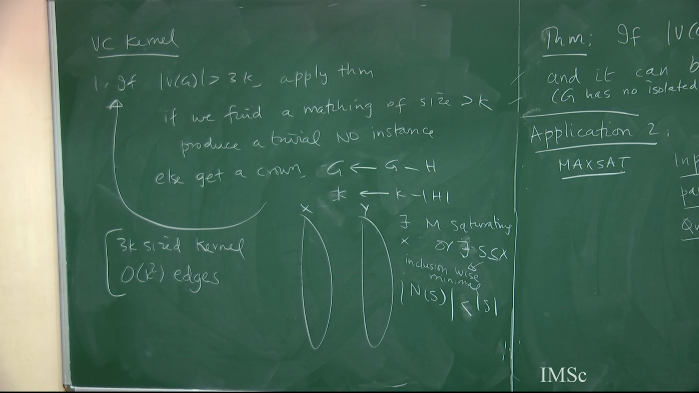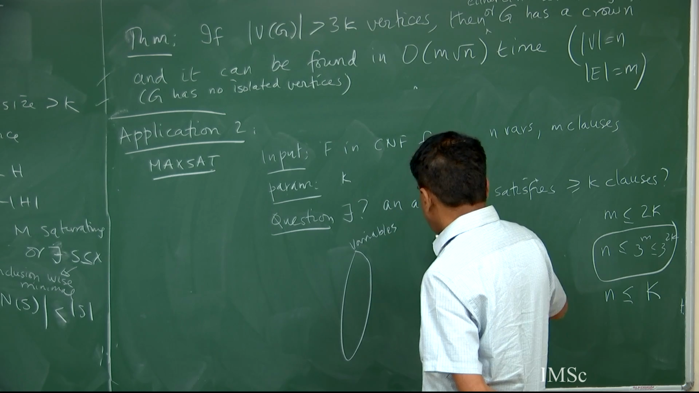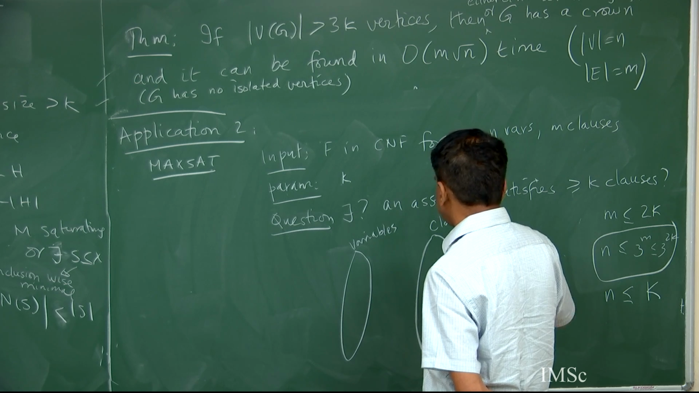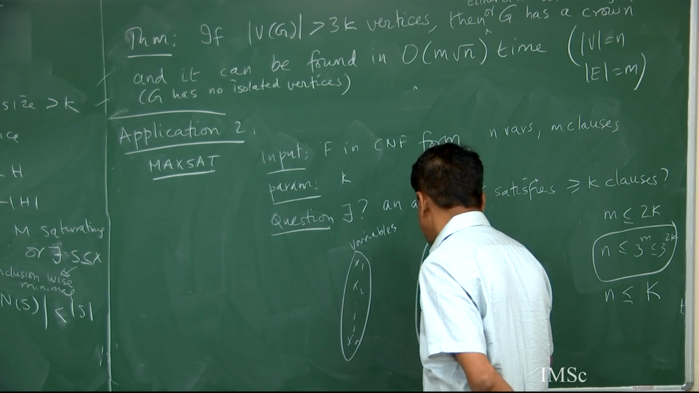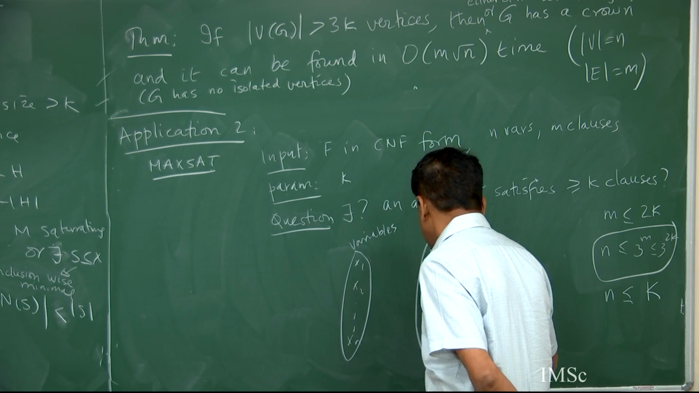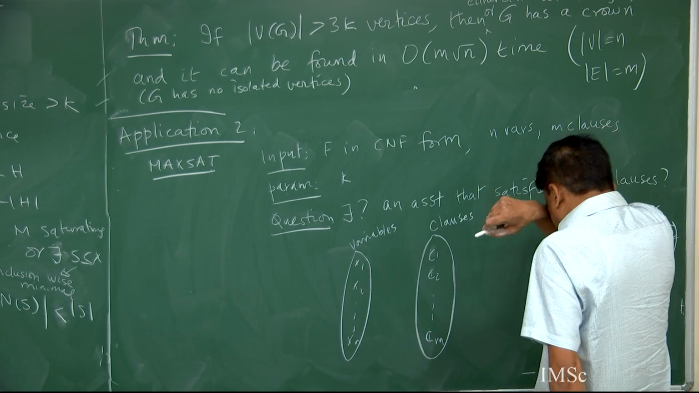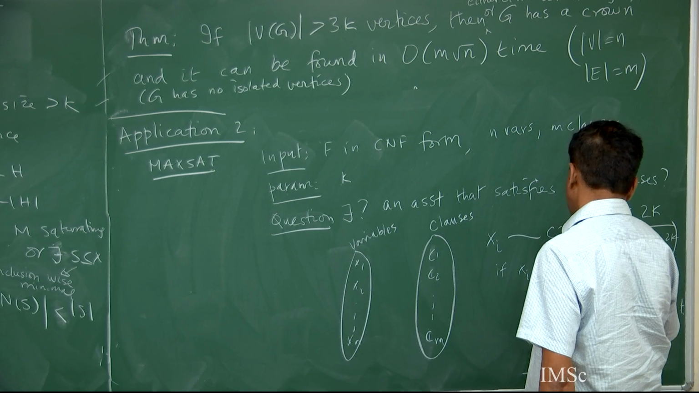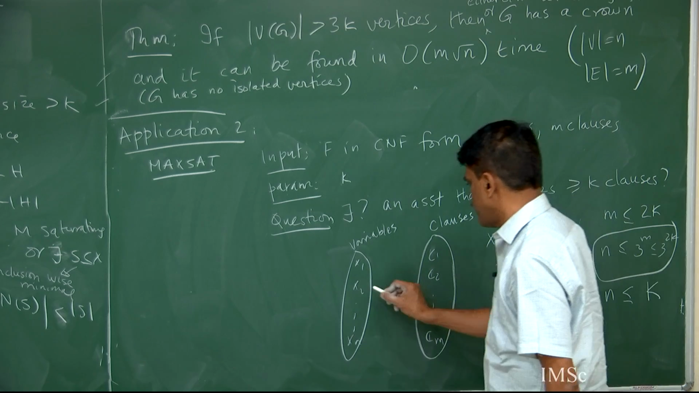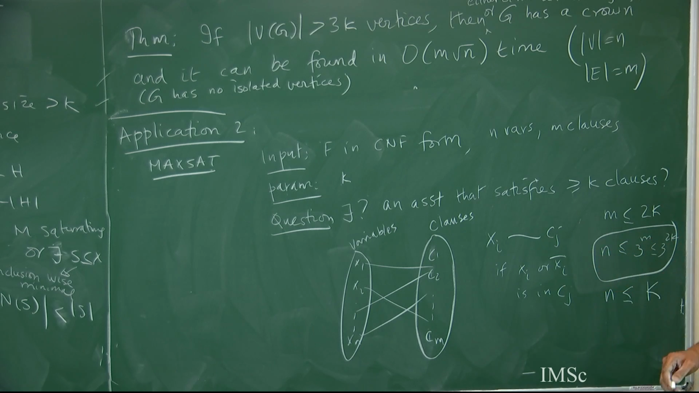What we will do is construct the following bipartite graph, where I will have my variables and my clauses, C1, C2, and so on. I will draw an edge from xi to Cj if xi or xi bar is in Cj. So that's my edge relationship, and I have this bipartite graph. What am I interested in? I want an assignment that satisfies at least k clauses.